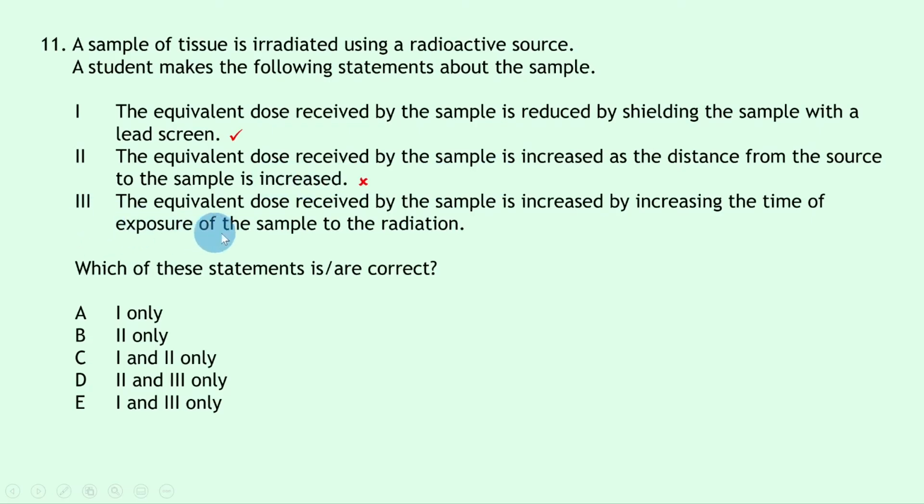And lastly, statement 3, the equivalent dose received by the sample is increased by increasing the time of exposure of the sample to the radiation. Again, this is true because this is not going to protect you from radiation. If you're exposing yourself to the radiation for longer periods of time, then you're going to be exposed to a higher equivalent dose. So this means we have statements 1 and 3 that are correct, which gives us an answer of E.